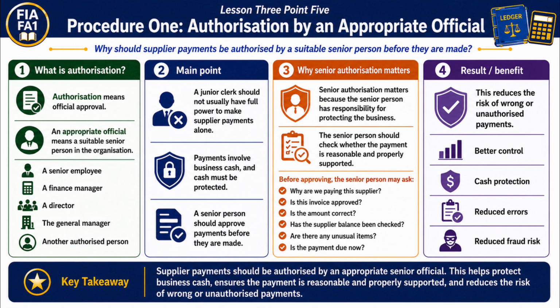Why senior authorization matters? Senior authorization matters because the senior person has responsibility for protecting the business. The senior person should check whether the payment is reasonable and properly supported. For example, before approving a supplier payment, the senior person may ask, "Why are we paying this supplier? Is this invoice approved? Is the amount correct? Has the supplier balance been checked? Are there any unusual items? Is the payment due now?" This reduces the risk of wrong or unauthorized payments.